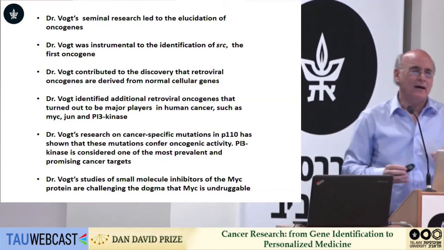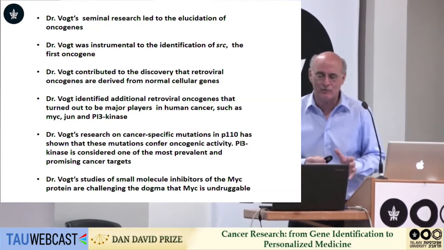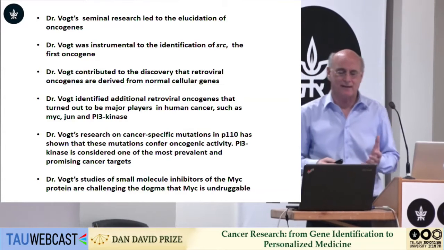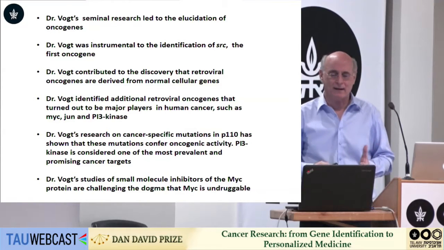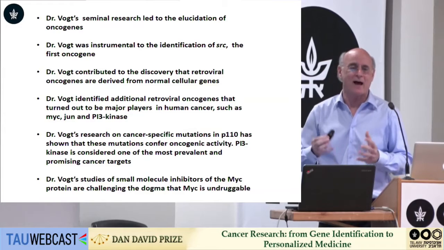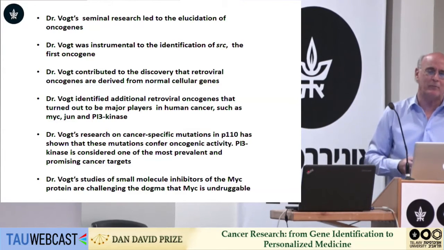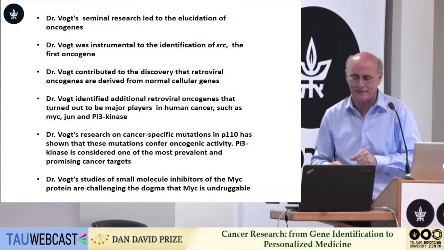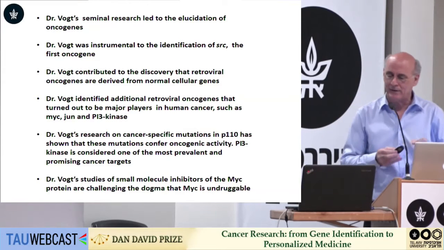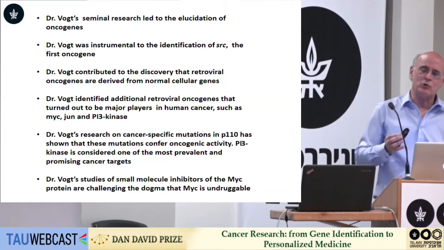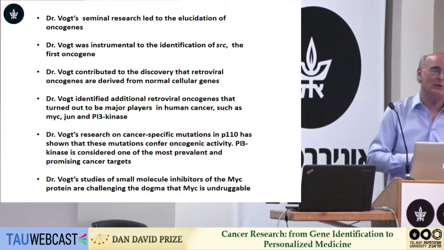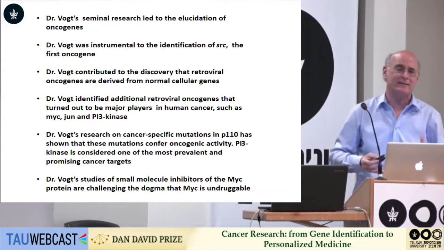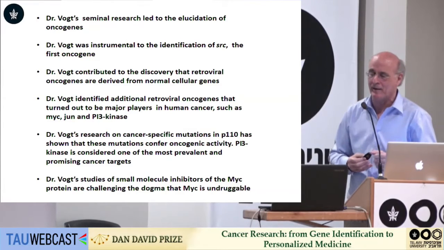Looking at the amazing career of Peter Vogt, he was involved in major breakthroughs. Indeed, he made seminal contributions to the understanding of oncogenes. He was instrumental in the identification of SRC, the original oncogene of the famous Rous sarcoma virus that was shown by Rous many years ago to be able to transform animals. He contributed to the amazing discovery that the origin of viral oncogenes is cellular genes. This led to the basic dogma of cancer, where in the majority of tumors, the oncogenes are cellular genes that got some alteration that turned them into cancer-causing genes.